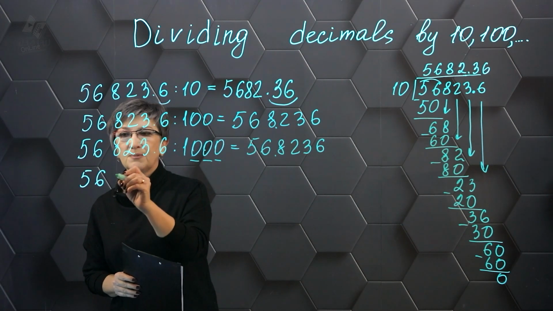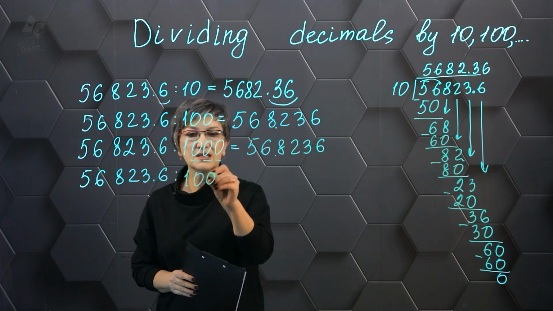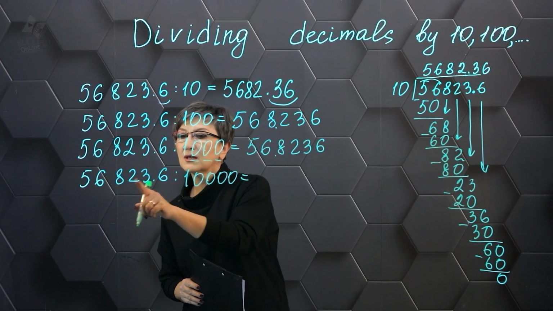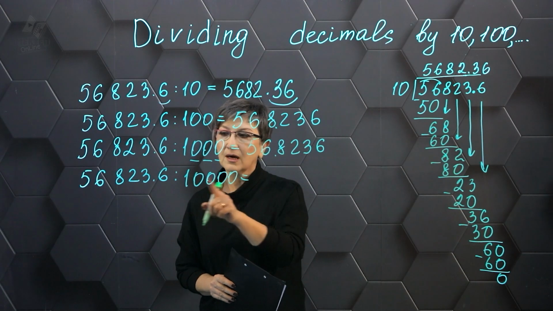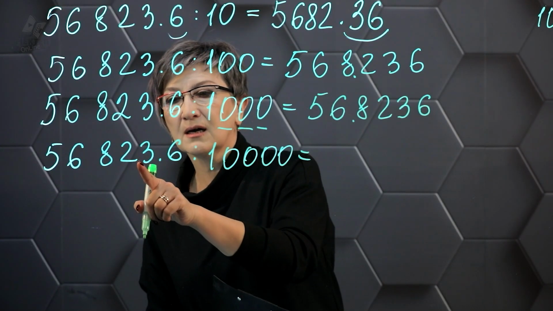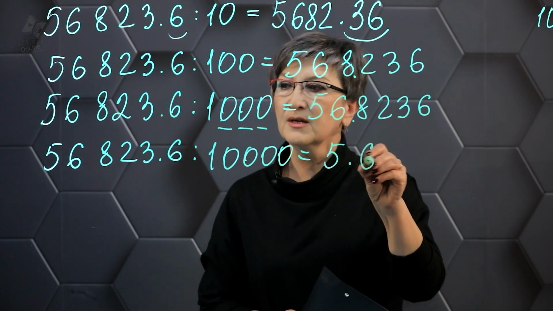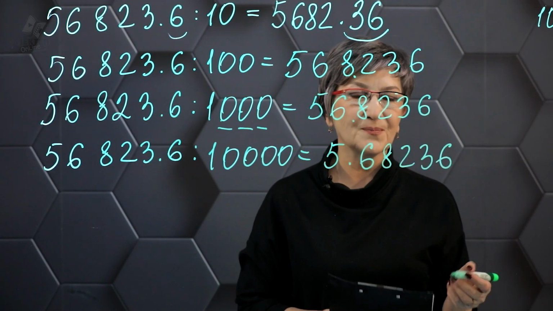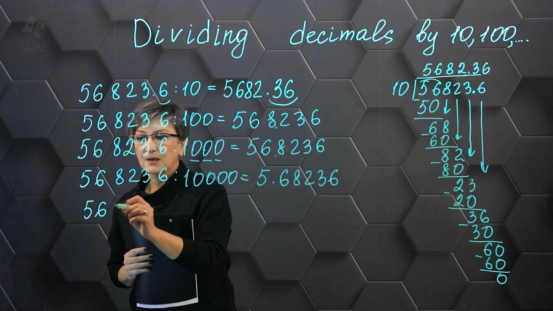Now let's look at a few more examples where we're going to apply this rule. 56,823.6 I will divide by 10,000. I'm sure you've guessed where our decimal point is going to go. I have 1, 2, 3, 4 zeros in the divisor. Therefore, our point will move to the left by 4 digits. 1, 2, 3, 4. And the result is 5 whole 68,236 hundred-thousandths.